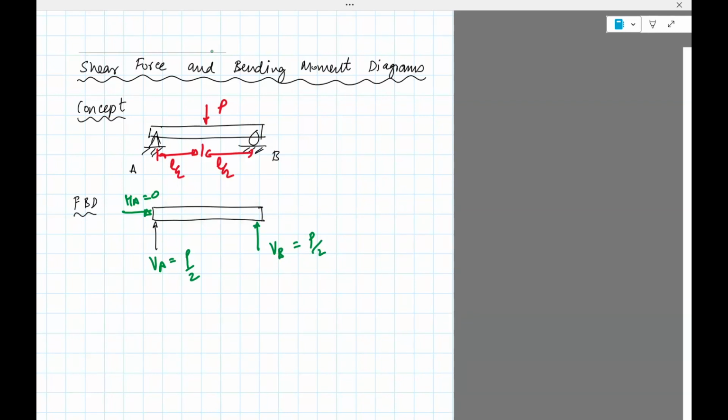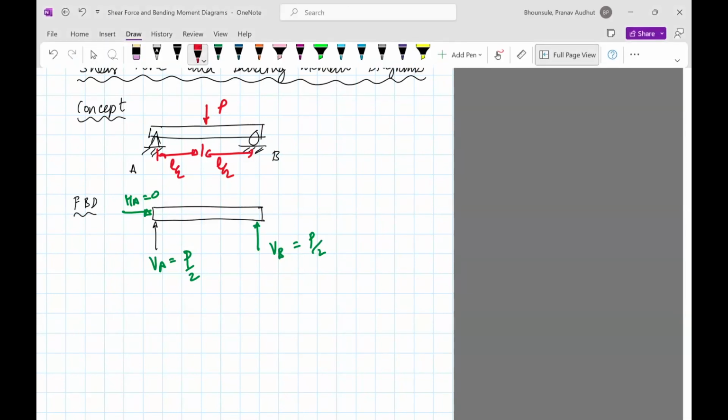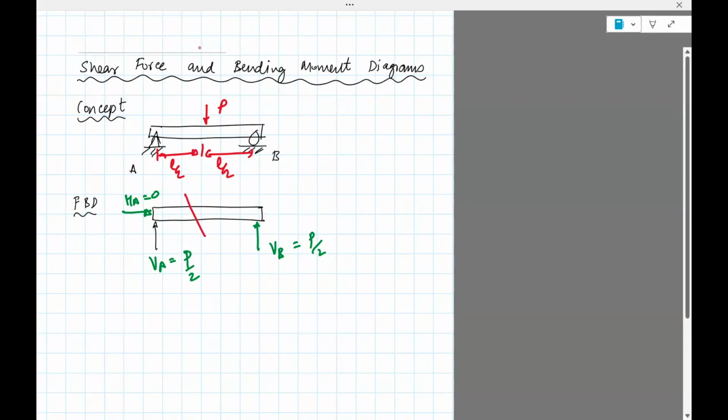Okay, so far so good. We've done this. We've talked about how to compute those. Here you can just do it by inspection. Okay, now let's come to shear force and bending moment. What if I actually take this and just cut it here, chop it off?